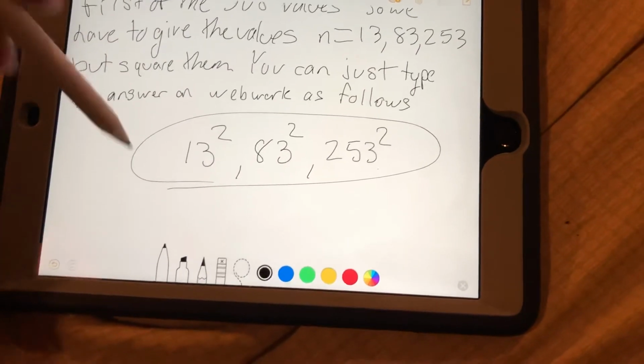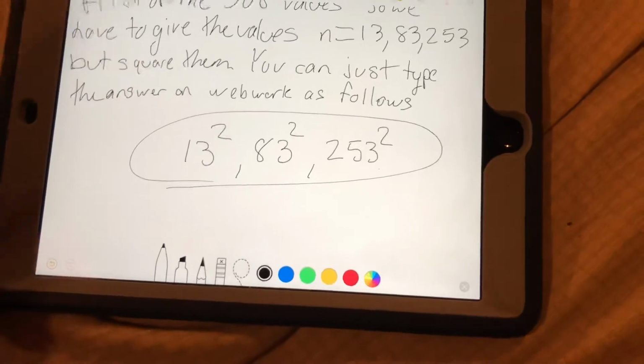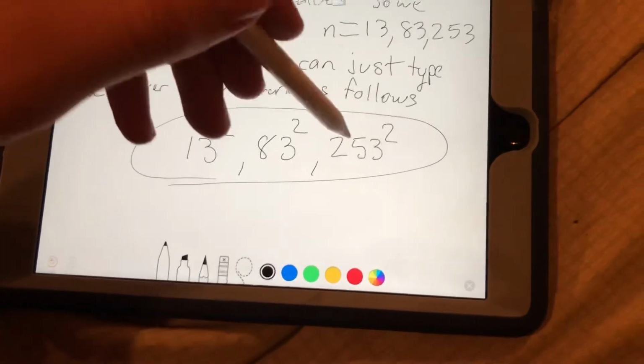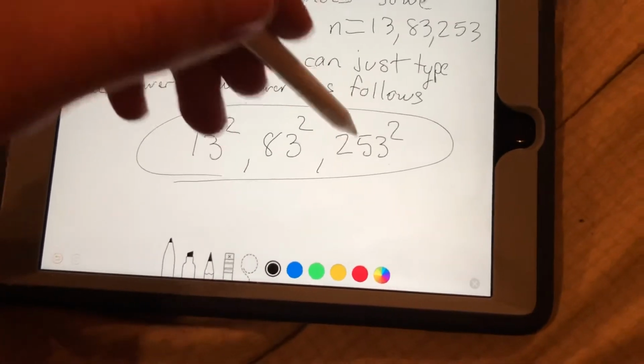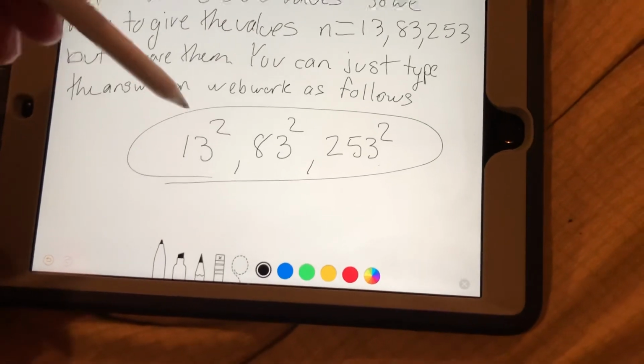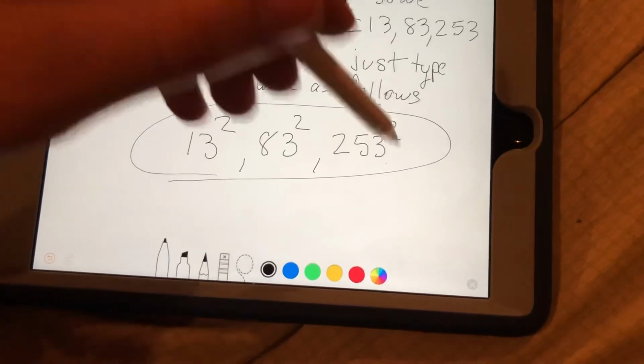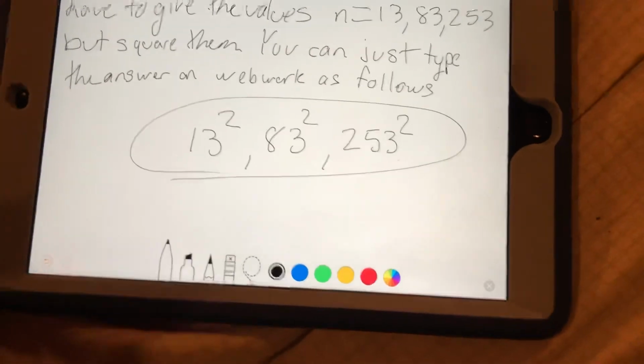And that's just the way you would type it into WebWork. Because I talked to Dr. Sanchez, and she said you need to do 253 times 253. You know, that's just kind of tedious. So you could just type in WebWork 13 squared, 83 squared, and 253 squared, and that's your answer. Thank you.